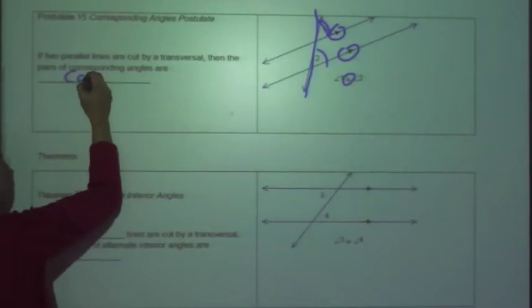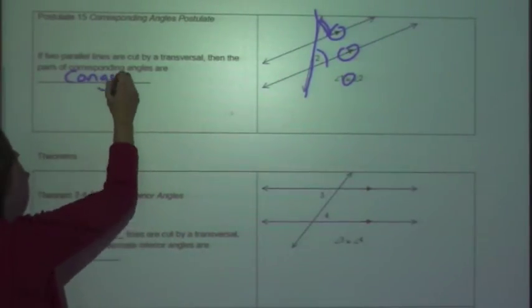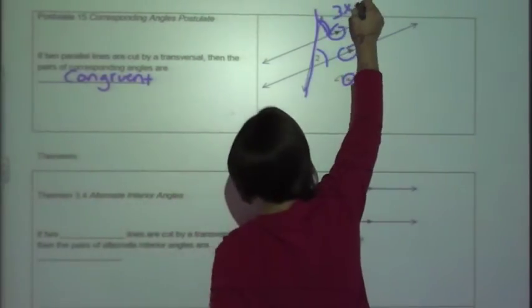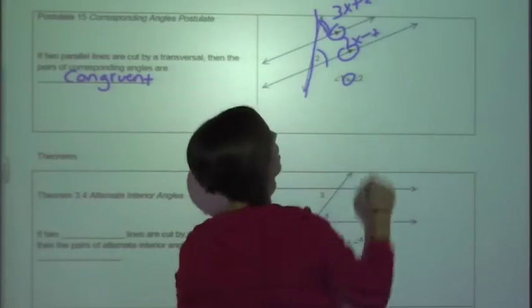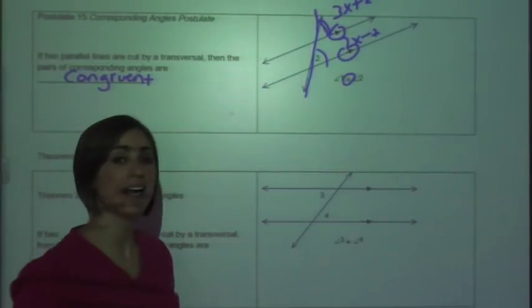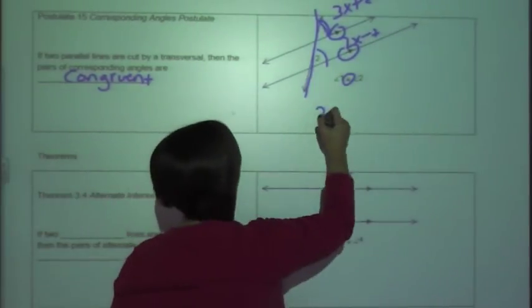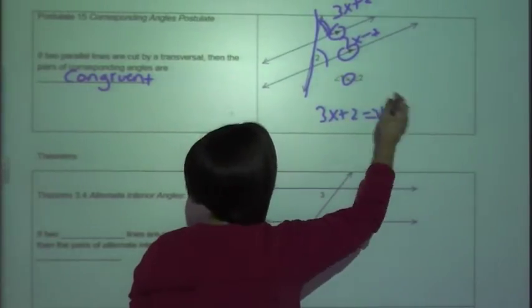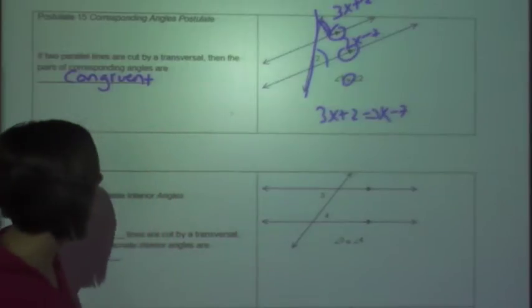So algebraically, if we had a set of corresponding angles, and one was 3x plus 2 and one was 7x minus 7, and if we knew these lines were parallel and we had to solve for x, we would set 3x plus 2 equal to 7x minus 7, or whatever I said. I can't even read my own handwriting.